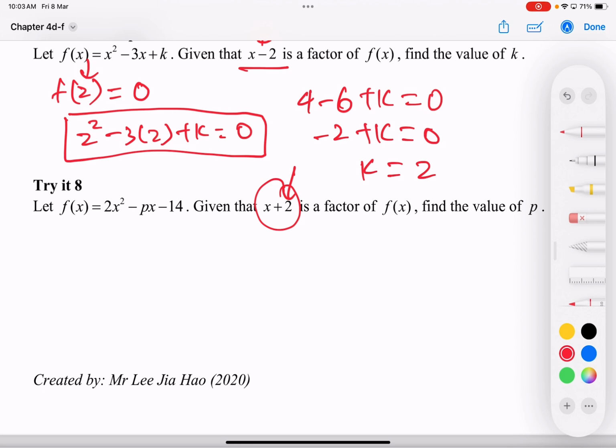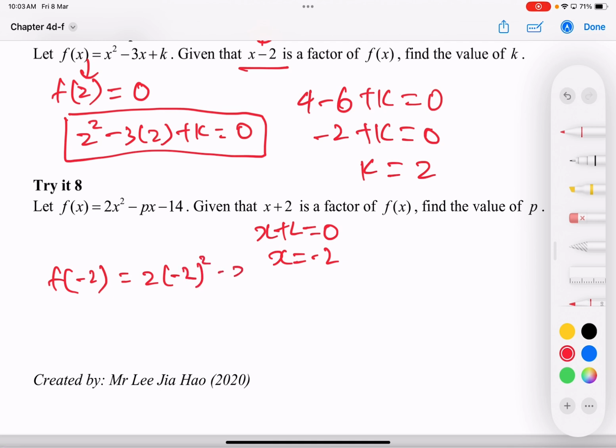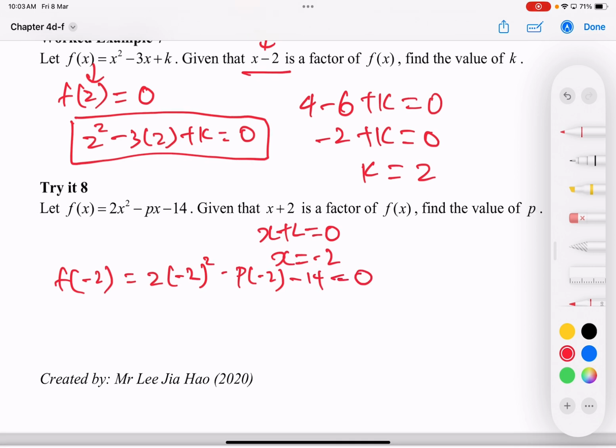Why do you want to make it 0? Because of the remainder theorem. If you make it 0, you will get the remainder only. So here, if you want to make it 0, some people will do the working x plus 2 equals 0, so I know x must be negative 2. So I know I will have to substitute negative 2 inside. Just do it out. Negative 2 squared minus p times negative 2 minus 14. This whole thing will be equal to 0.